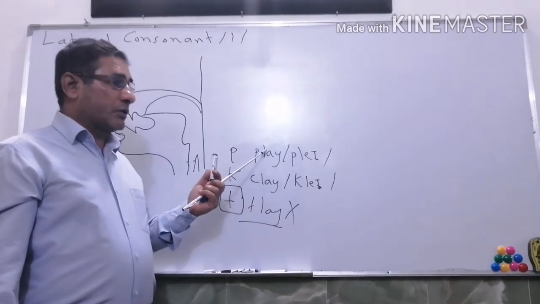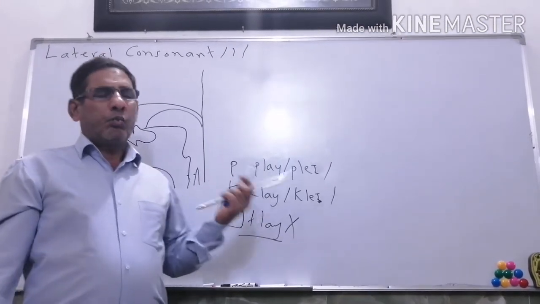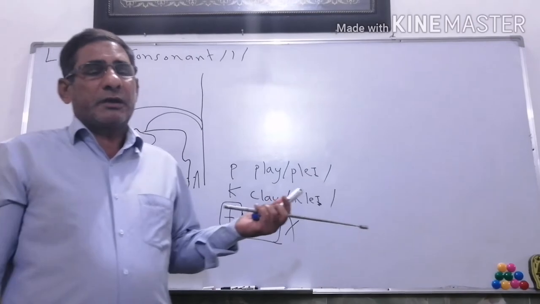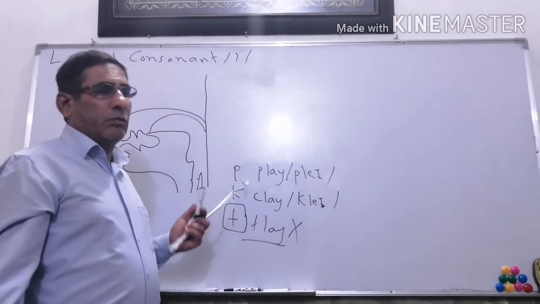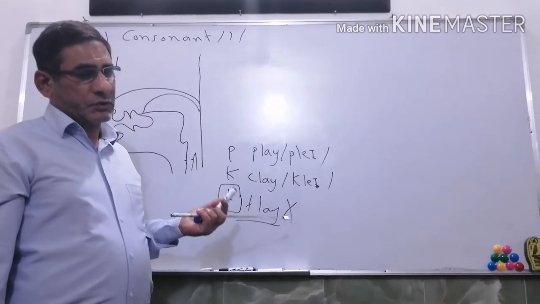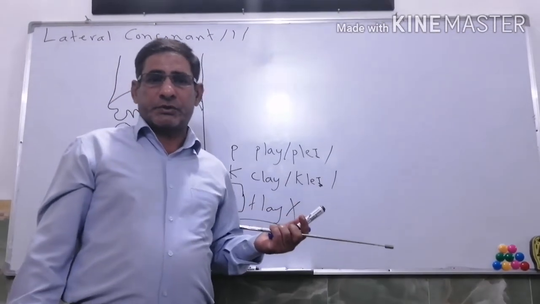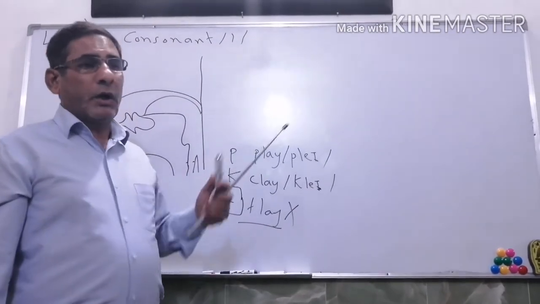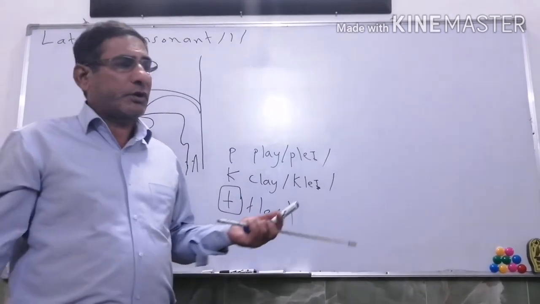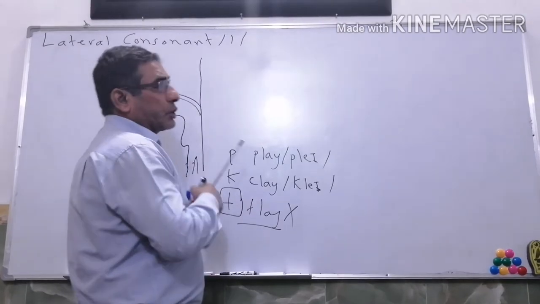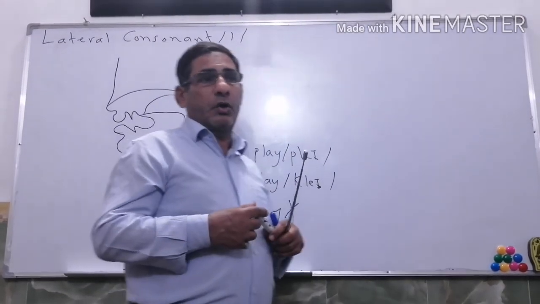Now, the sound is voiced, and there is no friction. What do you mean by friction here? What is the relation of friction to the topic? P and K are voiceless stops. Okay. L is lateral. What is the relation of the lateral to friction? The idea is, if you recall the information about the vocal folds.